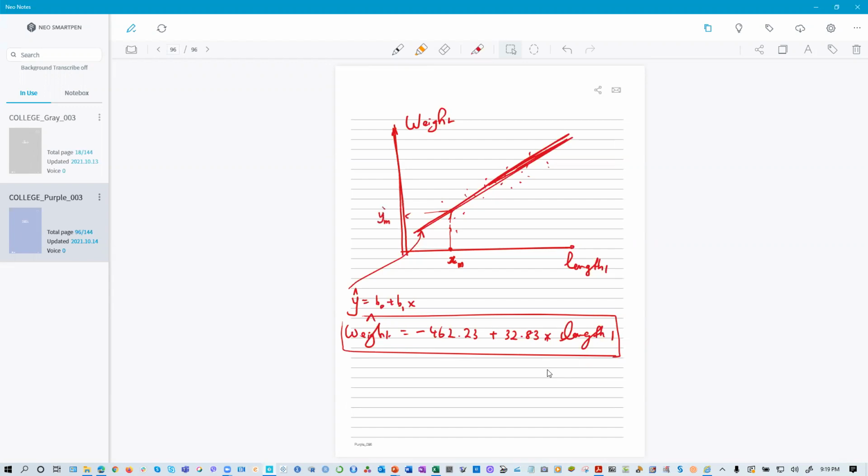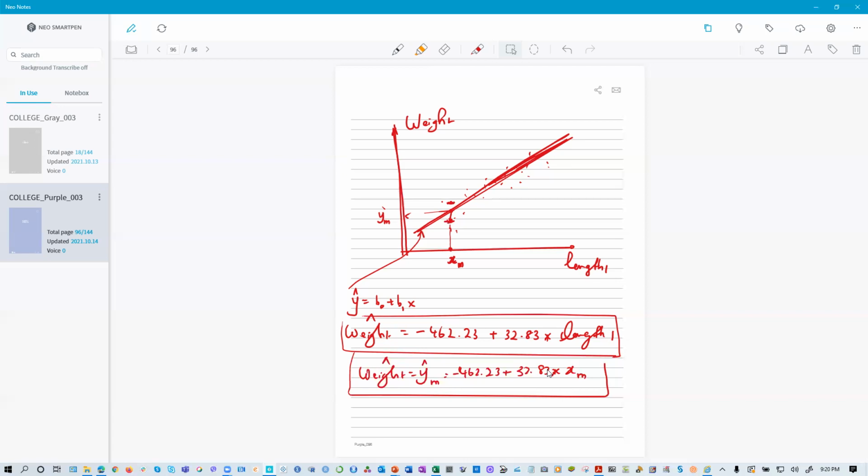How do you get that one? That means the weight for a given length m. y hat m is negative 462.23 plus 32.83 times xm. Let's say xm is 5, you plug in 5 and find that one. But they say I'm not interested in that one. They say give me the two bounds, this one and this one.